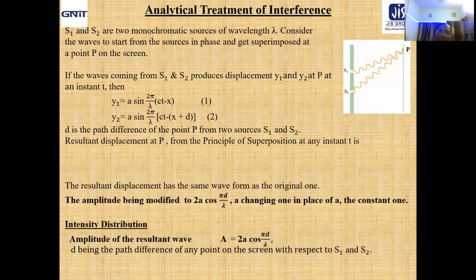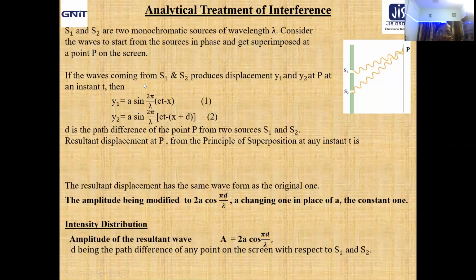Now, S1 and S2 are preferably considered to be monochromatic sources of wavelength lambda, and we are considering the waves to start from the sources in phase. Obviously, SS1 equals SS2, so they are in the same phase. So waves will start from them at the same instant of time or phase, and they get superimposed at a point say P on the screen.